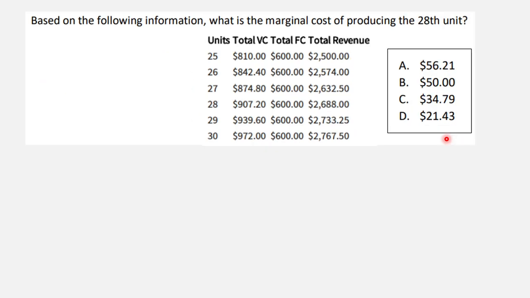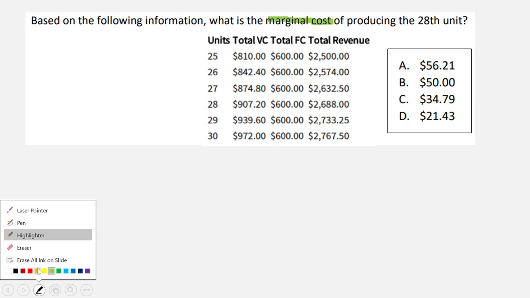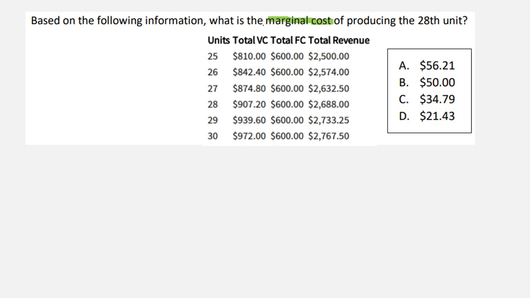23.08. Follow-up question. If you are asked about the marginal cost, no? Marginal cost of producing the 28th unit. Ano bang meaning ng marginal cost? Ang meaning ng marginal cost, incremental. The meaning of this is incremental or additional cost.